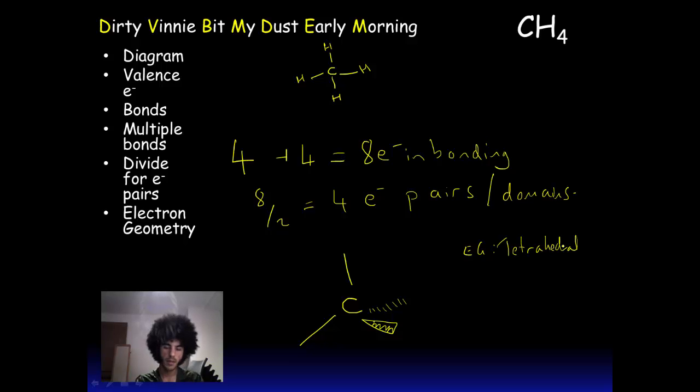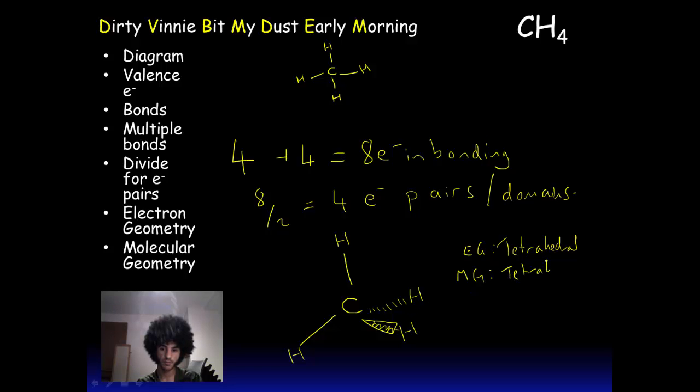Okay? Now my next step is molecular geometry, and that's for the M part. Now, if I think about it, I've got 4 hydrogens I have to put around this carbon. So 1 has to go here, 1 has to go here, 1 has to go here, and 1 has to go here. So my molecular geometry is the same because each electron domain is occupied by an atom. So that is also tetrahedral.